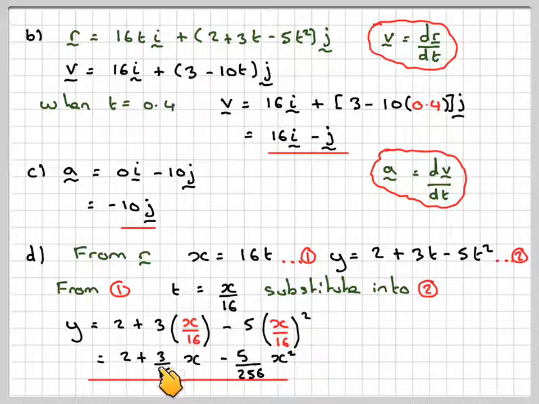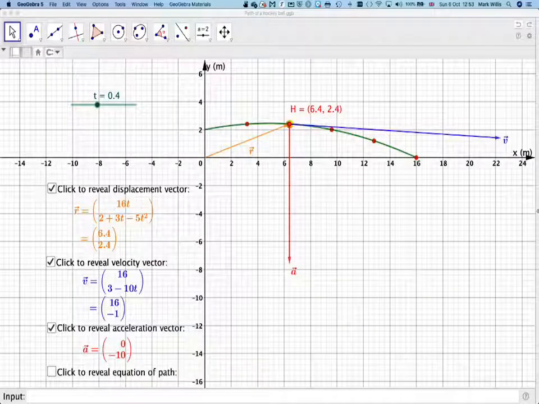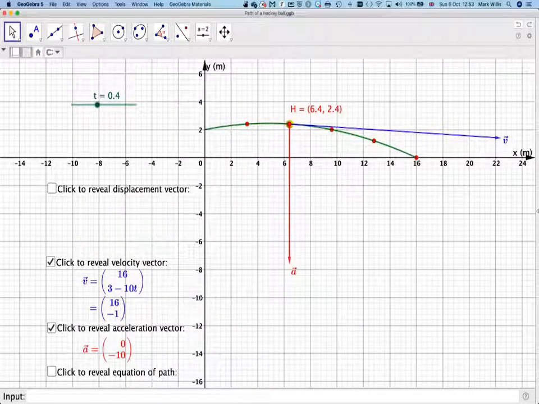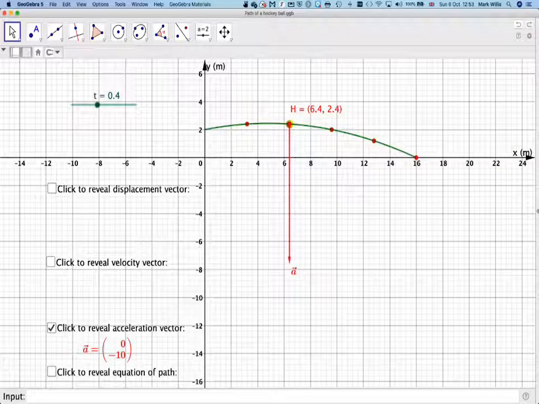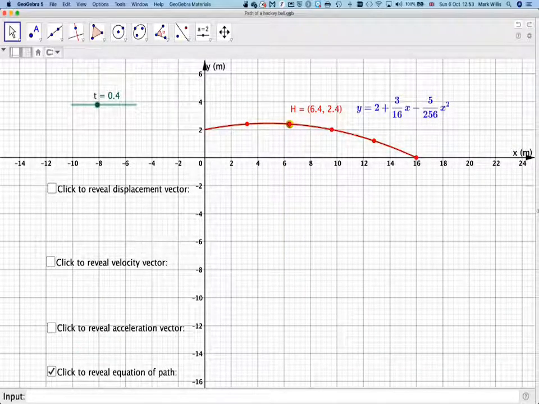So this is the path of the ball, and relating that back to the graph, if we just get rid of these points here and we click on the last one here, this is the trajectory of the ball with this equation. Okay, so this has been a video to model the path of a hockey ball.